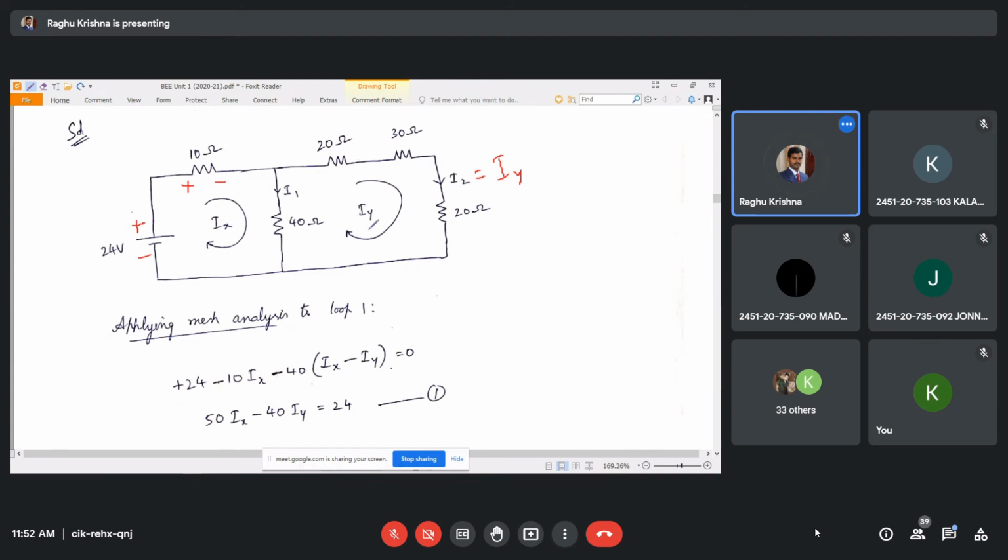Similarly, write the KVL equation for loop 2. If you have any doubts on this, you can ask me. Is it clear? Say yes or no. Is this KVL equation clear? Yes, sir. Okay, thank you for your response. So next, let us apply KVL for this mesh 2.